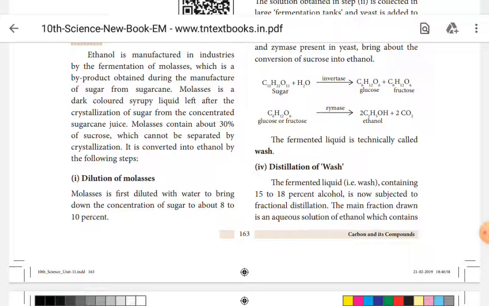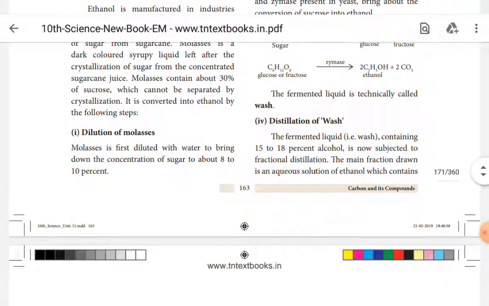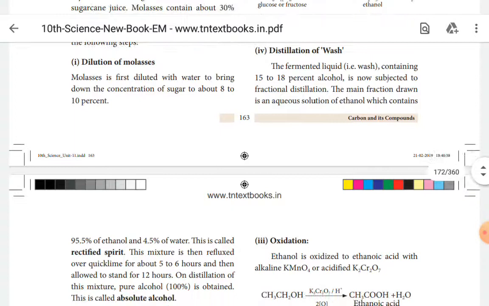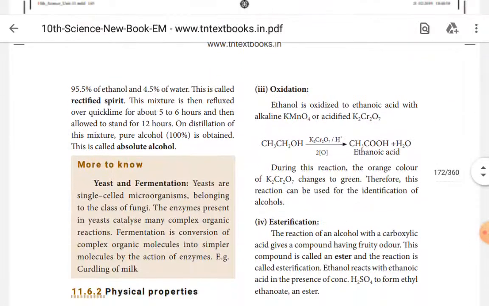And in this step, wash is obtained. The ethanol obtained is called wash because it contains only a very small percentage, 15 to 18%, of alcohol. Then the distillation of wash: the wash is subjected to fractional distillation. In this process, rectified spirit is obtained, which contains 95.5% of ethanol and 4.5% of water. Then reflux over quicklime for 5 to 6 hours and stand for 12 hours. Then distillation gives 100% pure alcohol, that is called absolute alcohol.